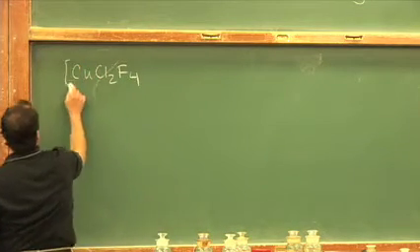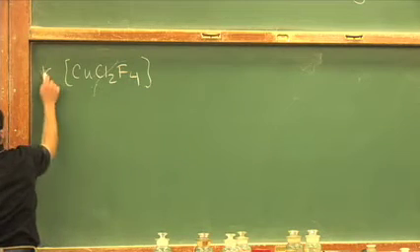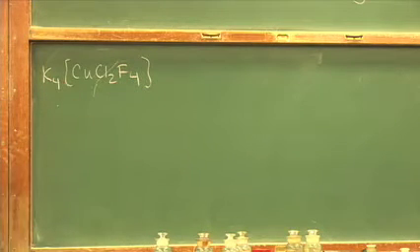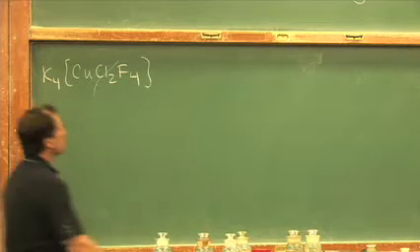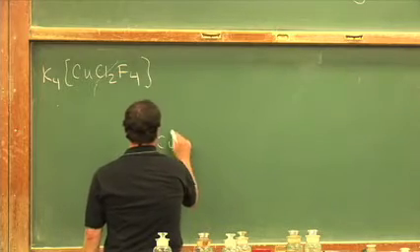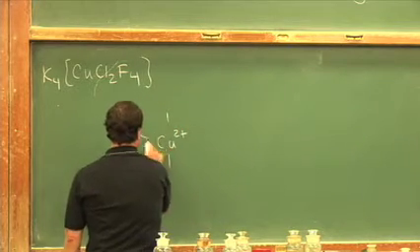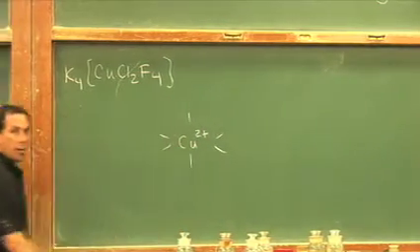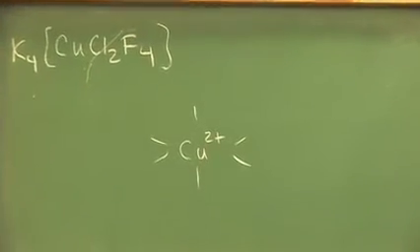CuCl2F4. Two chlorides, 4 fluorides. Fluoride has the same charge as chloride, a -1. Now let's go ahead and draw this out. Copper 2+ in the center. North and south poles for equatorial positions.